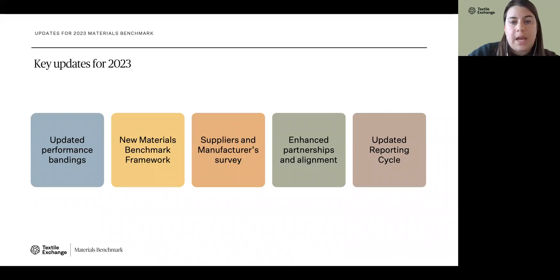The second key update is the new material benchmark framework. The team has worked, as I was saying before, in the last year to streamline the survey, to streamline the framework and reduce the ask for participants. We enhanced the collaboration and alignment with organizations such as the Sustainable Apparel Coalition, the Ellen MacArthur Foundation, and climate and nature experts to be sure to propose an up-to-date and valid reporting framework to the industry. And I will be sharing more detail about this new framework.